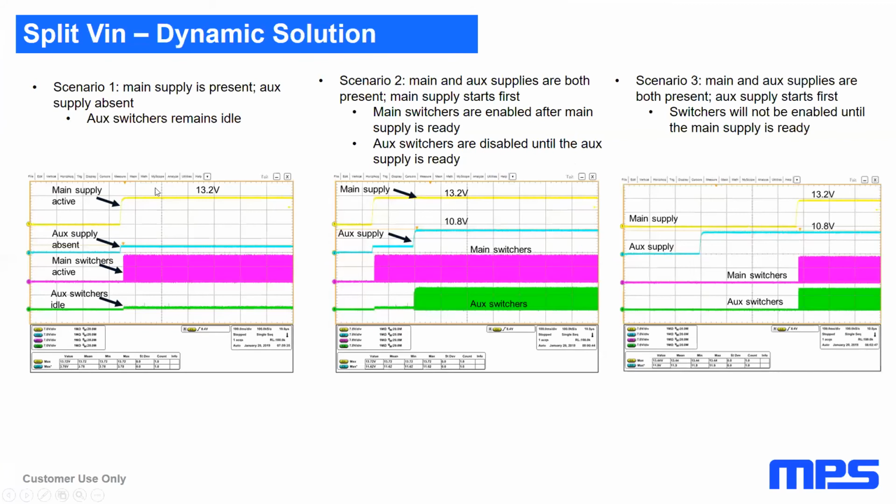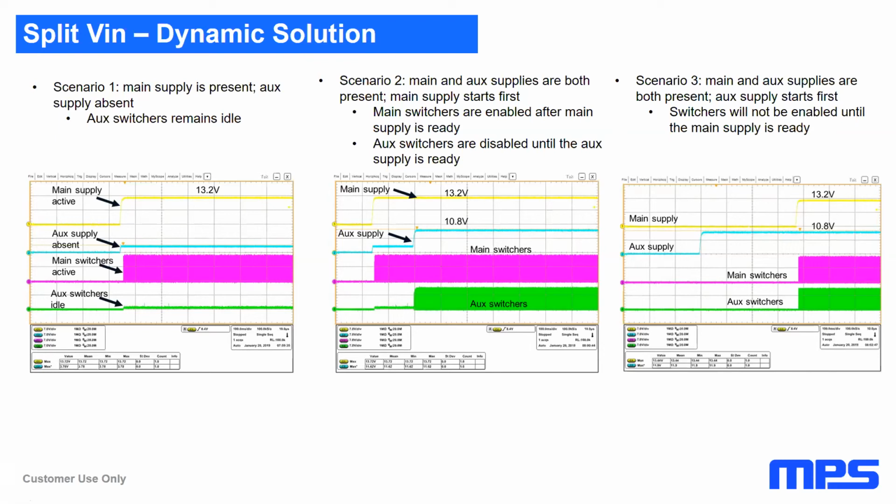Just to show the different scenarios and how we address them. The first scenario is where the main supply is present, but the aux supply is not, and then our aux switchers remain idle, but our main supply is active. In scenario two, the main and aux supplies are both present, and the main supply starts first. Then the main switchers are enabled after the main supply is ready, and the aux switchers are disabled until the aux supply is ready. So we can really make sure that we're dynamically sourcing power as needed.